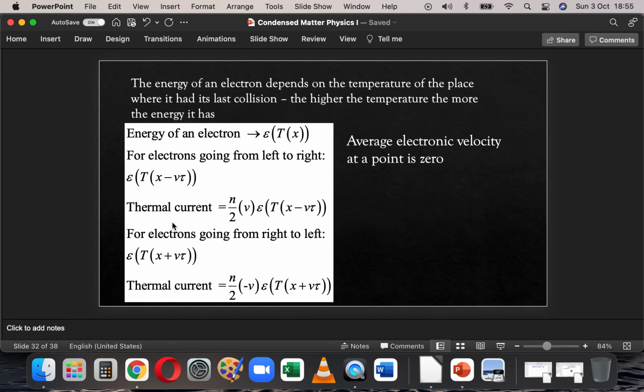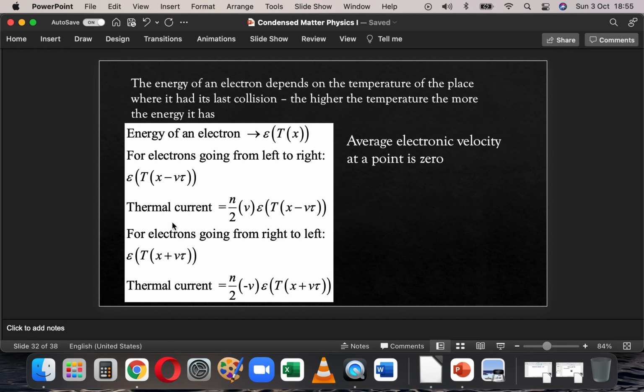Now, one of the basic approximations of the Drude model was, we said that the energy of the electron depends on the temperature of the place where it had the last collision. If the temperature of where the electron had the last collision was high, then the velocity of the electron will be high and the energy of the electron will be high. That's the general idea that we used.